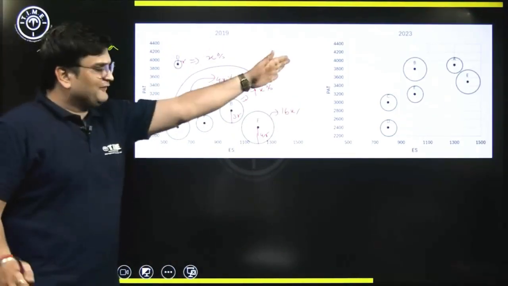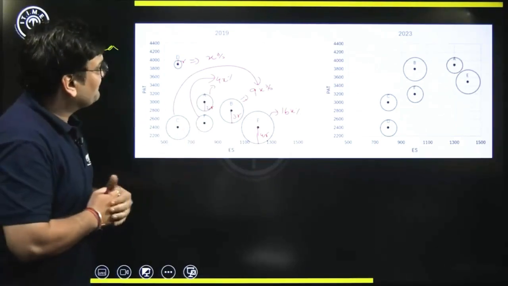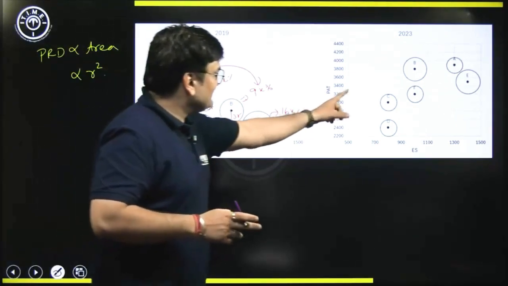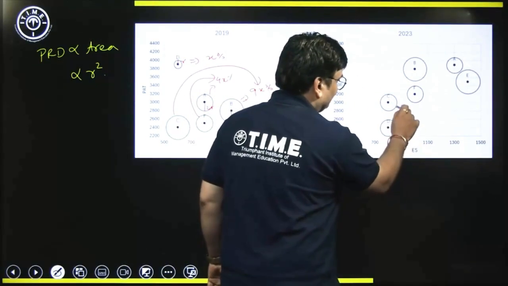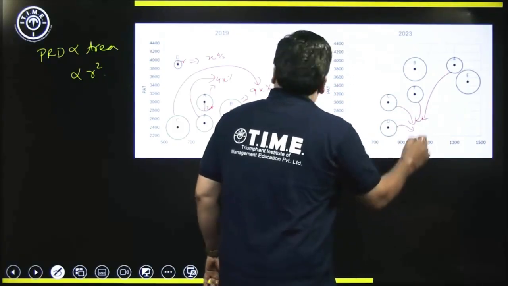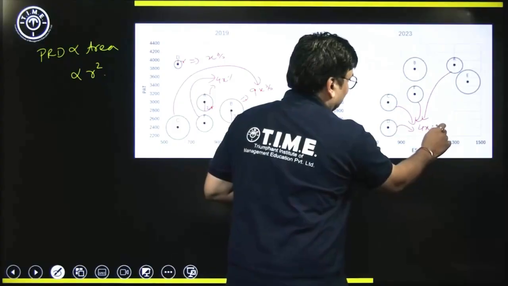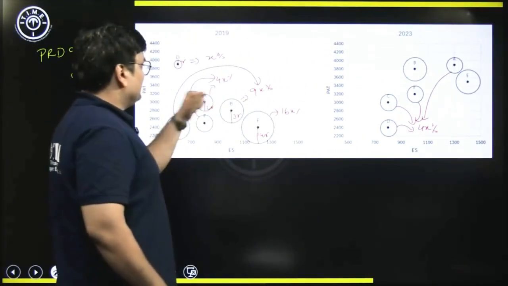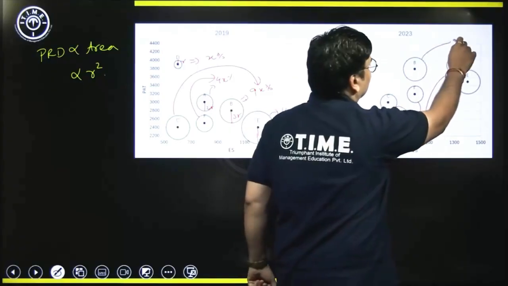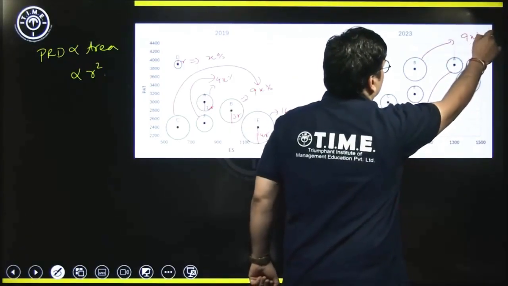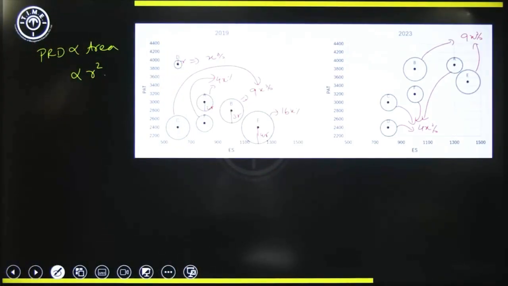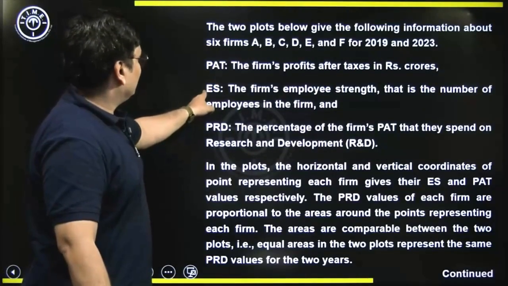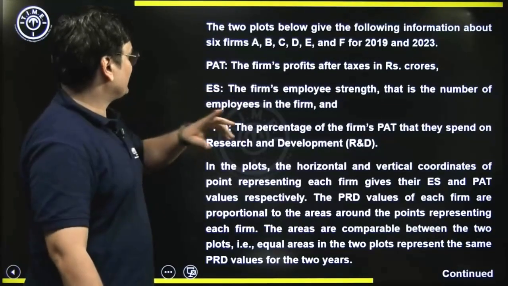And he said that in both the graphs the PRD values are comparable. So let us try to compare which will be comparable to A. I think C and D and F. A, C, D and F are comparable, so each of the circles will have 4x percent, whereas B and D are comparable to B here, so each of these will have 9x percent. So these are the PRD values that we can calculate based on the circle areas. So there are three things overall. One is PAT, profit after taxes, the other is ES, employee strength, and the third is PRD.